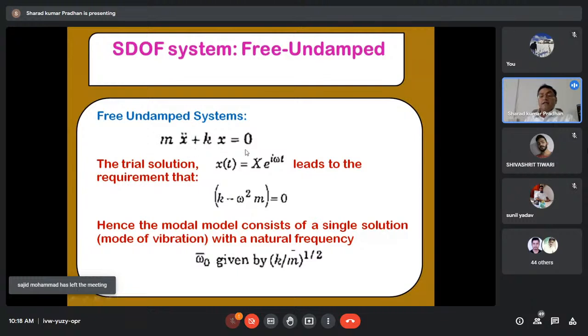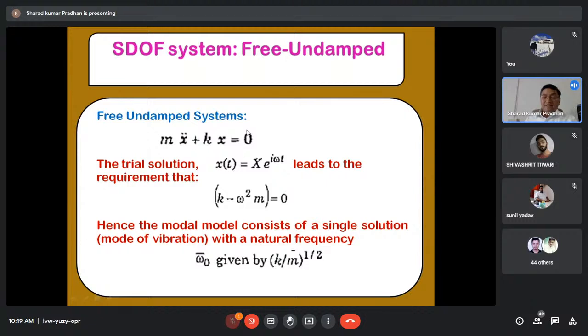m x double dot plus k x is equal to 0. So this is the mass, this is the acceleration. Together it is inertia force, plus this is the stiffness multiplied by displacement. Together it is again force, because k into x is a spring force, m x double dot is inertia force. And we are not applying any force. It means it is free vibration. So m x double dot plus k x is equal to 0 is the equation of motion of the system, the conversion of a physical system into mathematics.